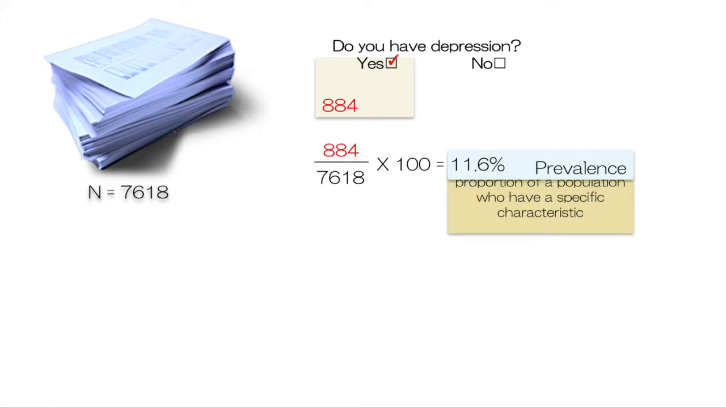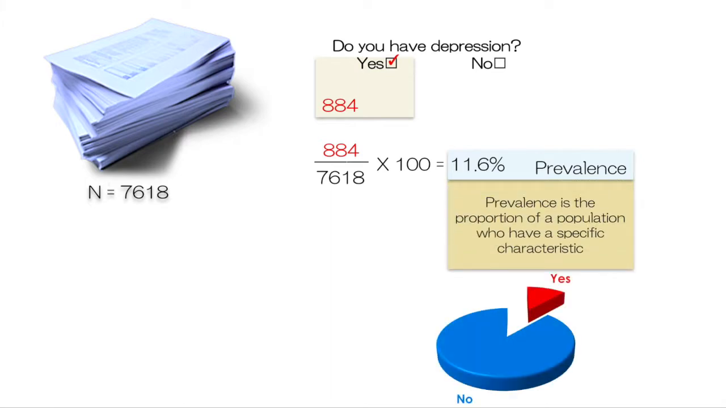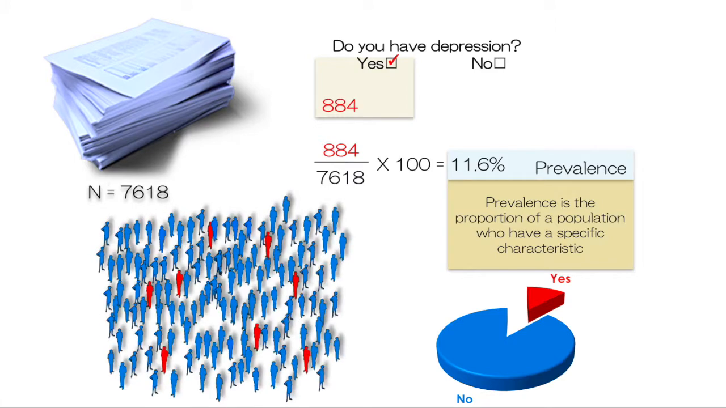So the definition of prevalence is the proportion of a population who have a specific characteristic. By prevalence, we are measuring the status of a disease or condition. Cross-sectional study, as a snapshot, can give us the prevalence of a condition.